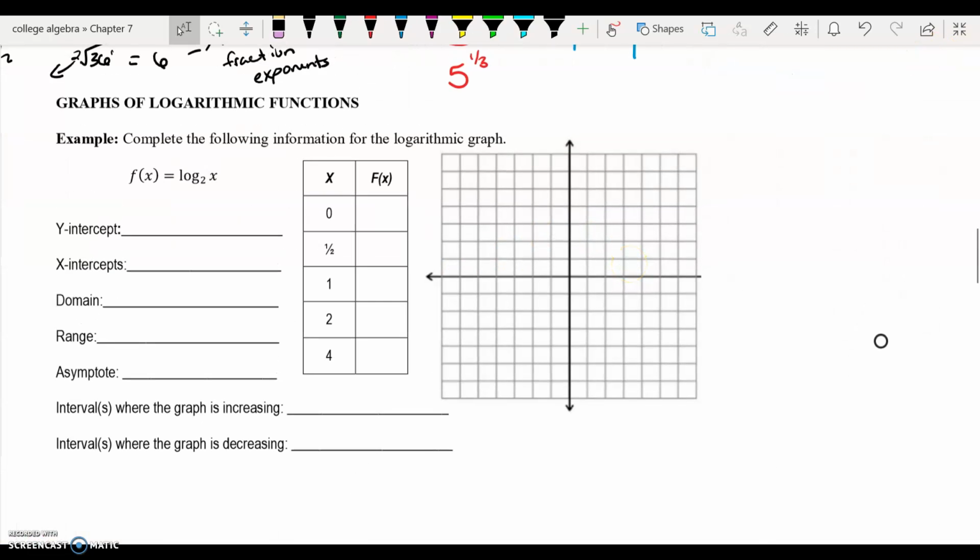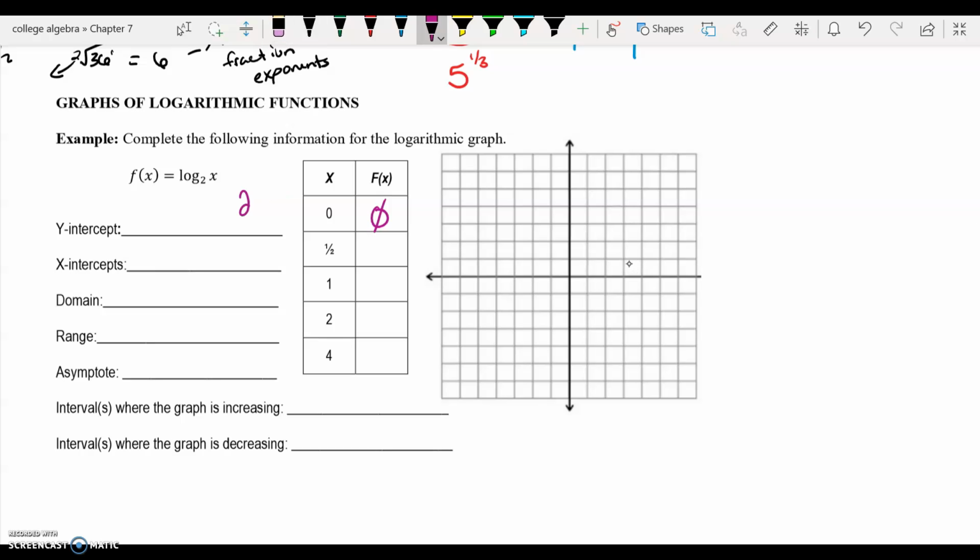Now we're going to talk about graphing. There's not a lot of graphing as far as you actually physically graphing. However, I do need you to understand the characteristics of log functions. For this first one, we're going to plug in these values and solve it. So I'm thinking 2 to the what gives me 0? And you would solve it. In this case, that doesn't even exist, so it's not even an answer. We'll talk about that later.